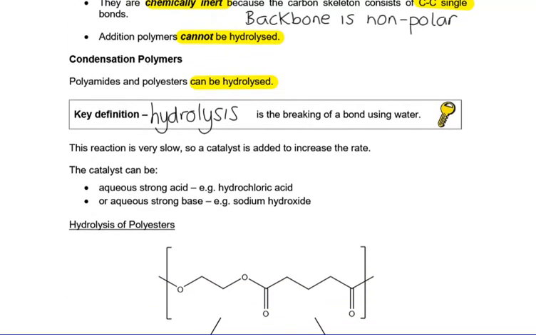It's very slow, so you can add a catalyst. And in chemistry, we would do that in the lab. We would add a catalyst, either aqueous strong acid or aqueous strong base. Now don't be confused by that. Aqueous doesn't mean the same as strong. Strong means fully dissociated, releases its H+ ions. Aqueous means dissolved in water.